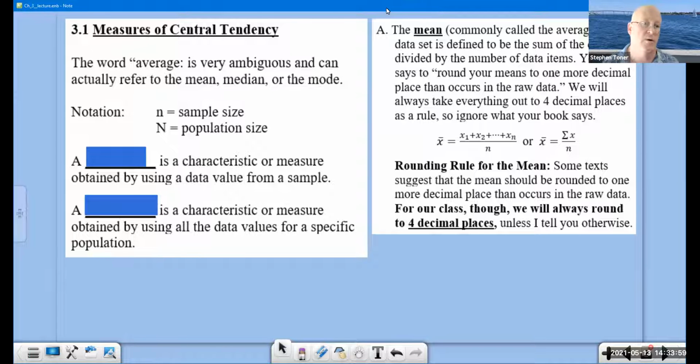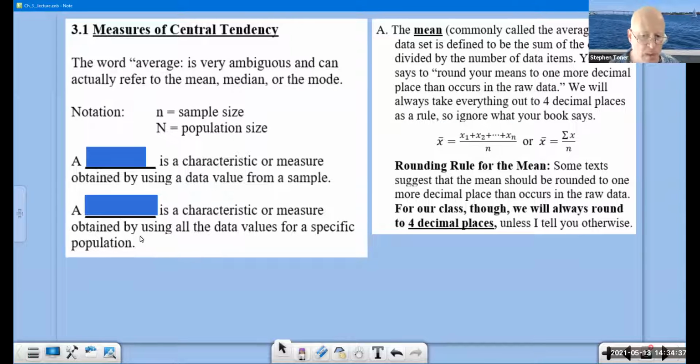So here we go. We're beginning to talk about measures of central tendency. In other words, the measures that we begin with are going to be ways of describing the center of a data set. And we've got to be careful about the word average because it can be rather ambiguous and it can really refer to either the mean, the median, or the mode. So I'm going to try to avoid the use of the word average as much as possible, and I would prefer to use the word mean whenever possible.